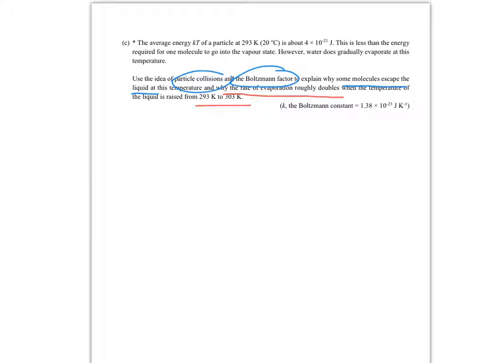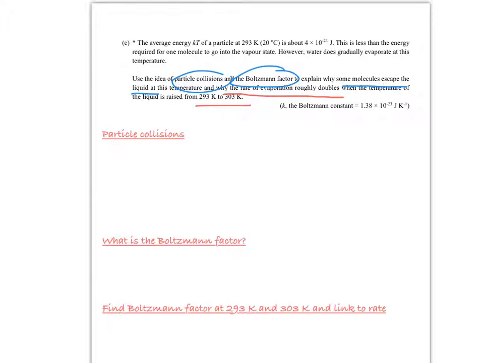Now, with these 6-mark questions, if you don't address each part of the question separately, you're not going to be able to access 5 or 6 marks, so those level 3 higher level responses. It's all about breaking down the question to see what you can do. And actually, once you've done that, this is not a tricky question at all. So breaking it down, we're basically turning this into three parts. We're going to talk about particle collisions. We're going to talk about what the Boltzmann factor is. So that's these two bits ticked off. And then we're going to find the value for the Boltzmann factor at the two different temperatures.